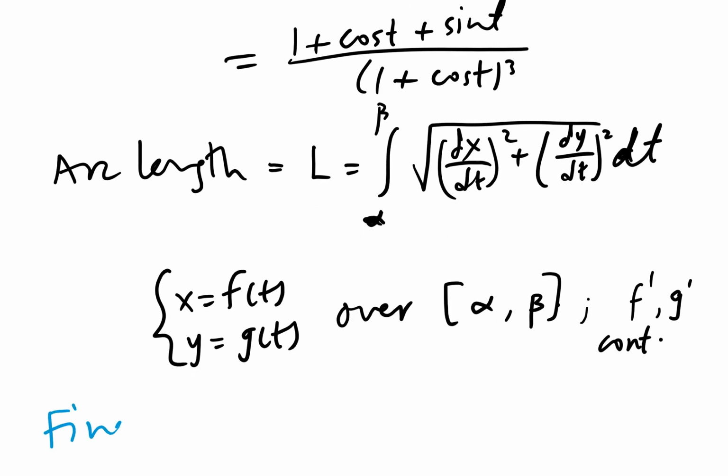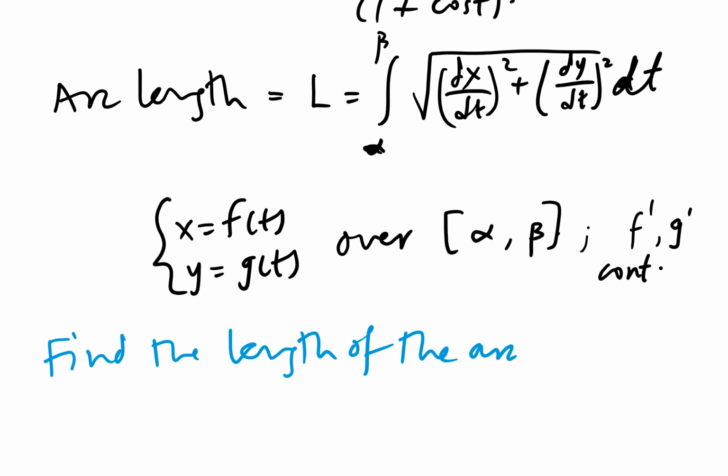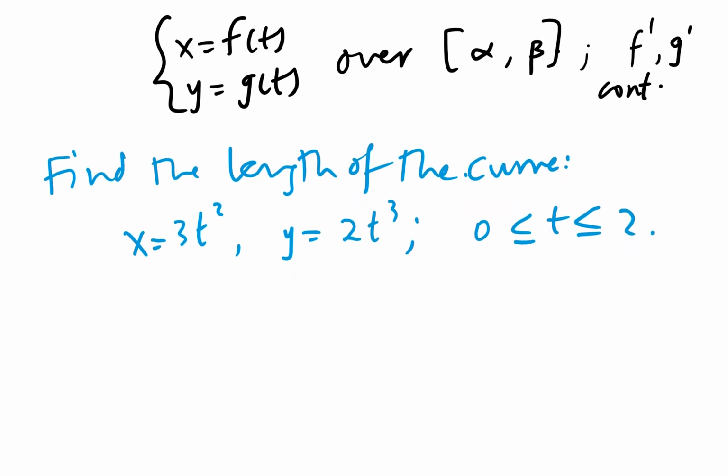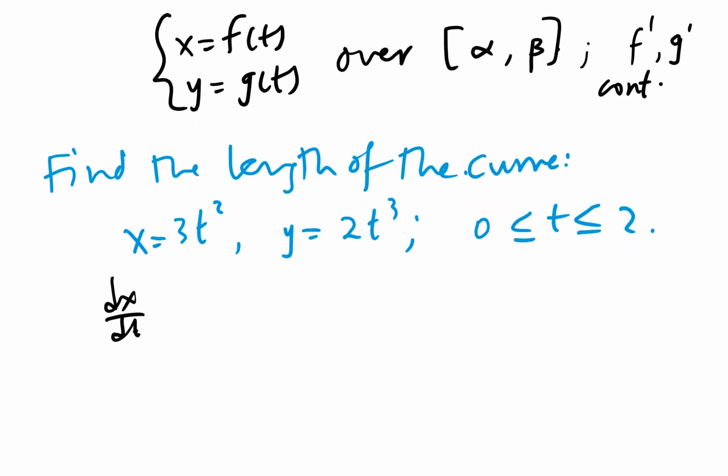Find the length of the arc of the curve defined by x equals 3t squared, y equals 2t to the third, over the interval 0 to 2. So first you can find dx/dt, which is 6t, and dy/dt, 6t squared.